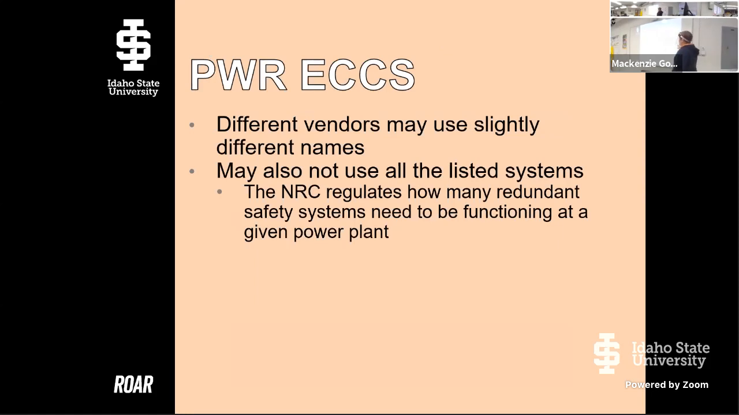It's possible that the NRC does not require every plant to use every single one of these, and some vendors might use slightly different names. So the names that I use, that I'm used to seeing, if you hear something slightly different, it's the same type of system. The NRC does regulate how many redundant safety systems need to be functioning, and it's based on how big your reactor is, how big your plant physically, the land, the acreage is, how big your emergency planning zone is, and what your postulated maximum accident is, okay?